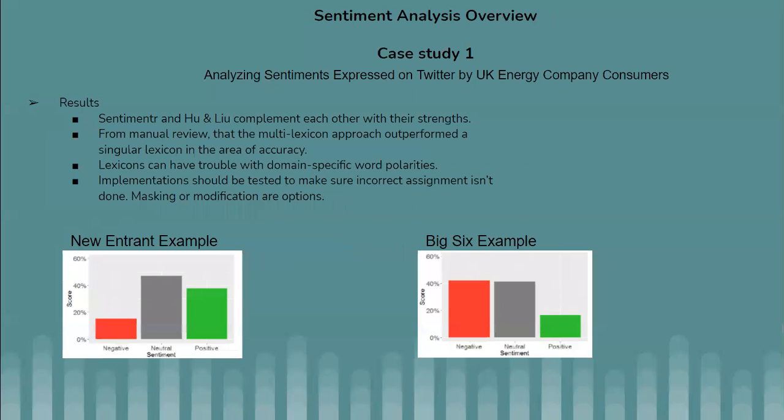What were the results of this dual lexicon approach? Well, both of these lexicons complemented each other with their strengths. And from a manual review, the multi-lexicon approach outperformed the singular lexicon in the area of accuracy. And just to refresh, lexicons can have trouble with domain-specific word polarities, and it can be expensive to make your own lexicon. Implementation should be tested in order to make sure incorrect assignments don't happen, and masking can help to cover this up, or you can modify the lexicon if you know how.